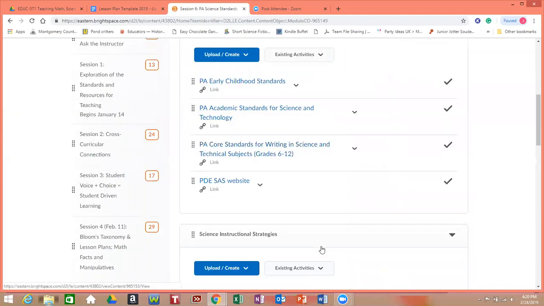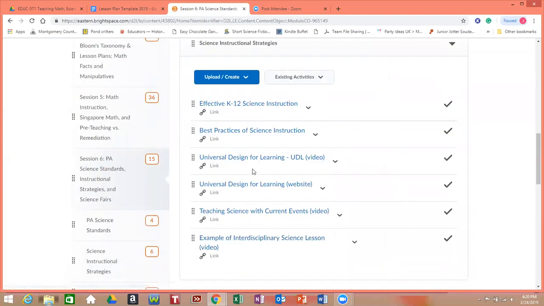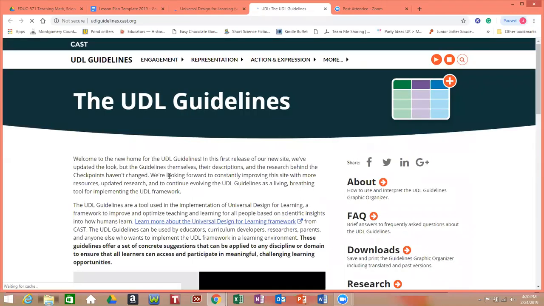Next, we'll talk about universal design for learning. This is a component that is on your lesson plans that you need to fill in. This link here will actually take you to a video, which you can watch on your own, which gives you a description of it. And then there's also a website here that I posted for you to check out that offers some guidelines for universal design.